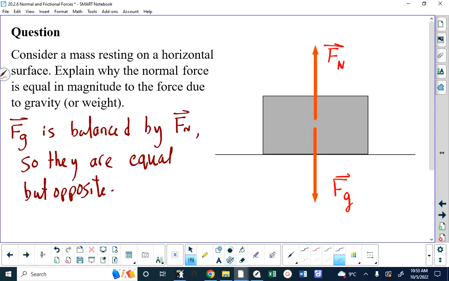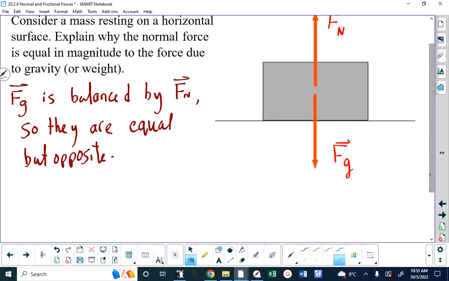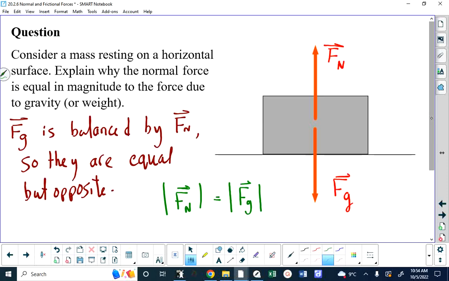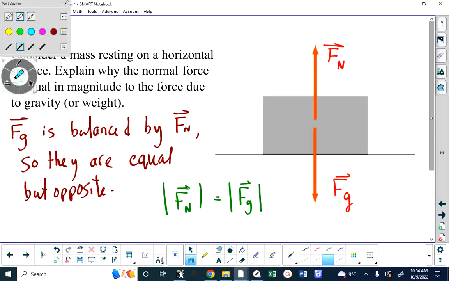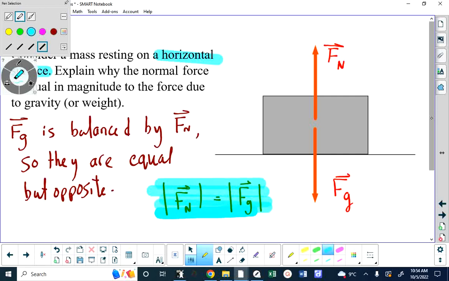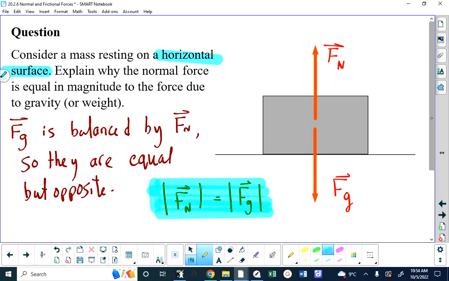It's really important that you recognize on a horizontal surface, and I'm trying to stress something here because we're going to have all kinds of other rules. It's going to start piling up very soon. On a horizontal surface, the magnitude of the normal force and the magnitude of the force of gravity are equal. But it's got to be a horizontal surface. If it's not, no, we have to do something different.